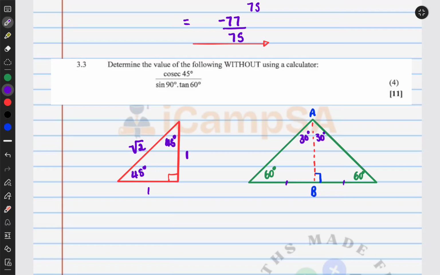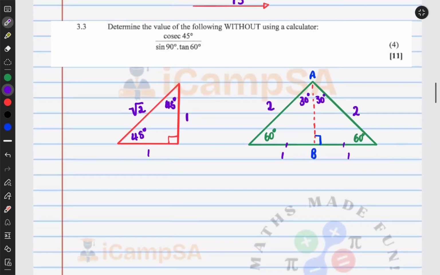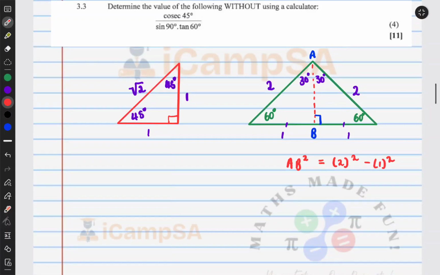And another thing, all the sides of this equilateral triangle are equal to what? They are equal to 2 units, but instead of putting 2, we're going to have 1 unit and 1 unit, which adds up to 2. Once we are here, we can calculate the side AB. And how do we calculate side AB? By using Pythagoras theorem. So AB squared is the hypotenuse, which is 2 squared minus 1 squared. Therefore AB will be equal to root 3.